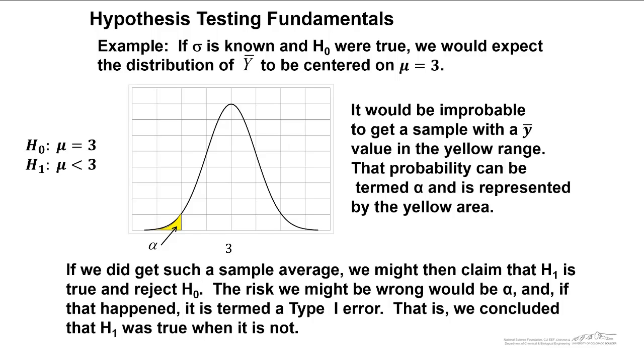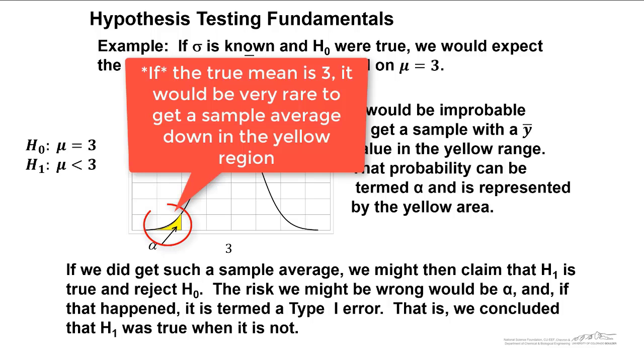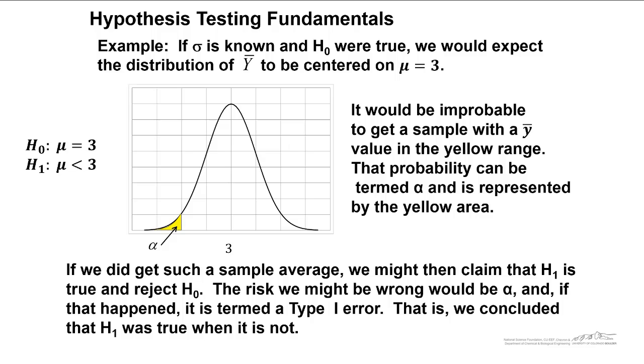And this is in fact what we do. If we come up with a sample average that is down in this tail, we have evidence that the null hypothesis is false or incorrect, and we can accept the alternate hypothesis. However, there is a risk that we might be wrong. It is possible, based upon just the random and statistical nature, there is a probability that we would get a sample average down in the lower tail here in the yellow region, even if the mean really is 3.